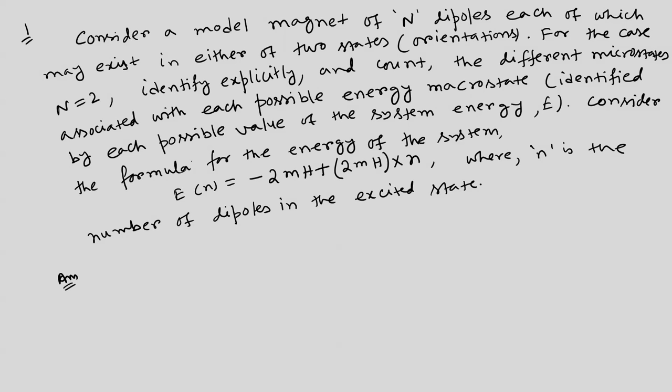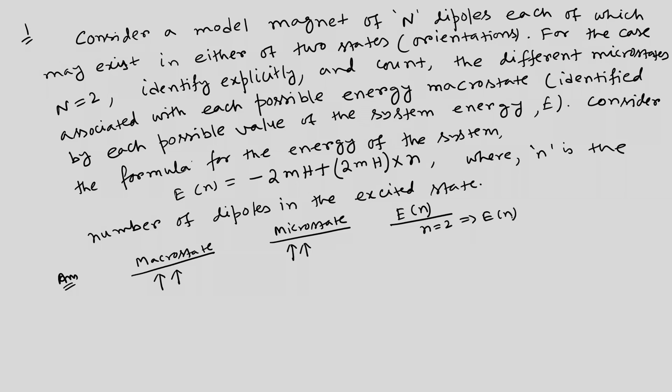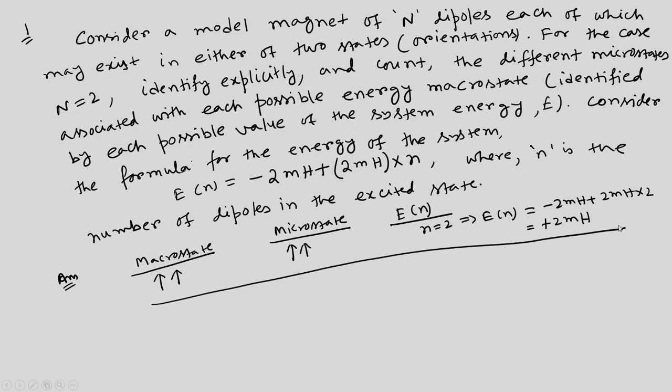So, we have two dipoles. Dipoles can be of up spin or down spin. So we can write the macrostate like, when both dipoles are in the upspin orientation, the number of microstate is one, means both the dipoles are in the upspin states. And what is the energy value here? Here n equals to 2, we consider upspin state as excited state. So n is 2 and En, if we substitute, we get minus 2 mh plus 2 mh times 2, and it gives us plus 2 mh. So this is one macrostate.